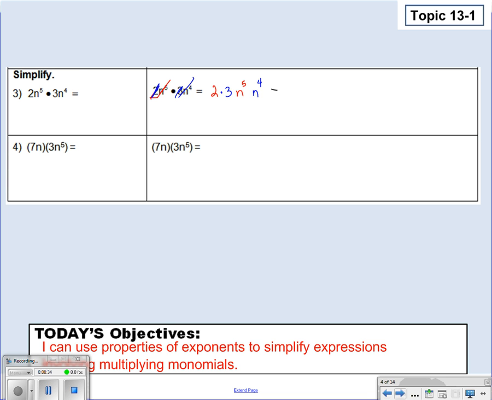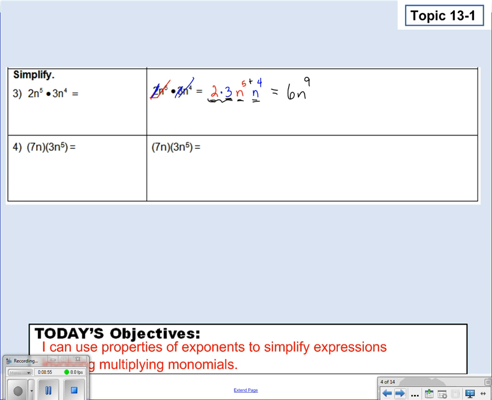So now we can multiply the numbers out front, and notice these have different bases. One is a 2, the other number is a 3. So I can't rewrite them. I can just multiply them out. 2 times 3 is 6. And then our n, we know we'll have, again, a base of n, and this time we'll do 5 plus 4, and that is 9.